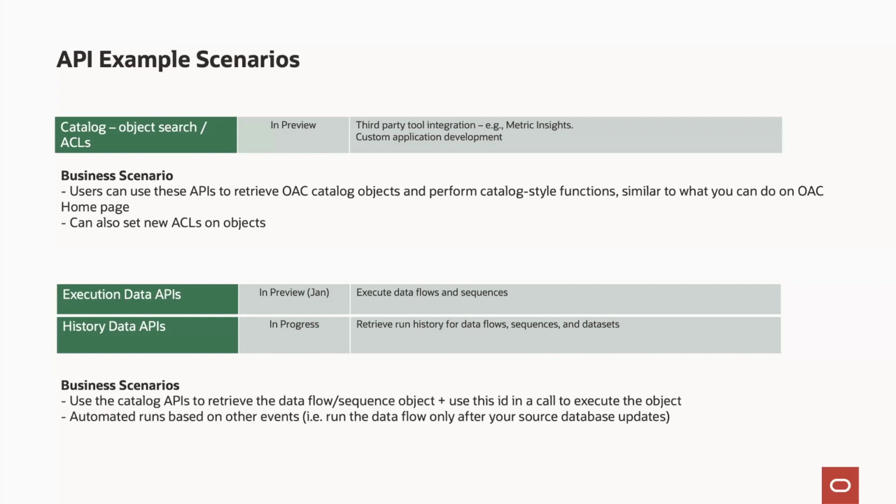If you're using these catalog APIs to, let's say, search for a data flow or a sequence, you can then use the data flow or sequence execution APIs to run these artifacts. Overall, there are a lot of options to automate your entire search process, as well as your execution process, with these APIs. It speaks to the developer-centric goal of these APIs as well.